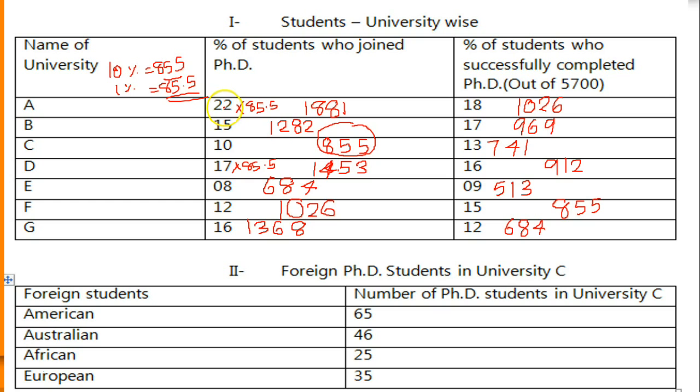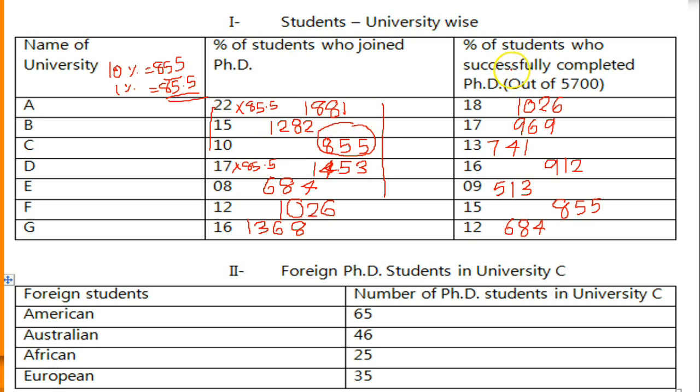22% will be 22 into 85.5, that will be 1881. 15 into 85.5 is 1282. 17 into 85.5 is 1453. 8% is 684. 12% is 1026. 16% is 16 into 85.5, 1368. So now we got the absolute number of students. Given the percentage, we have found the absolute number of students who joined the PhD in 7 different universities.